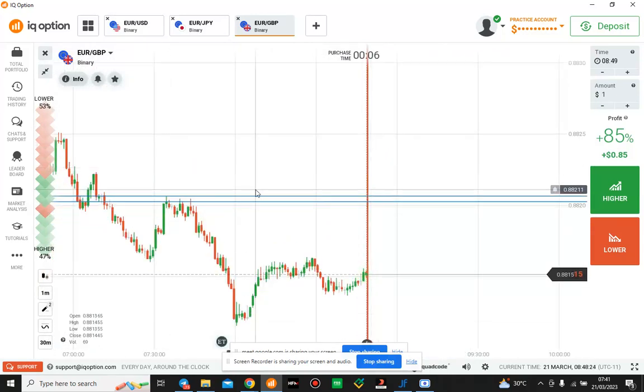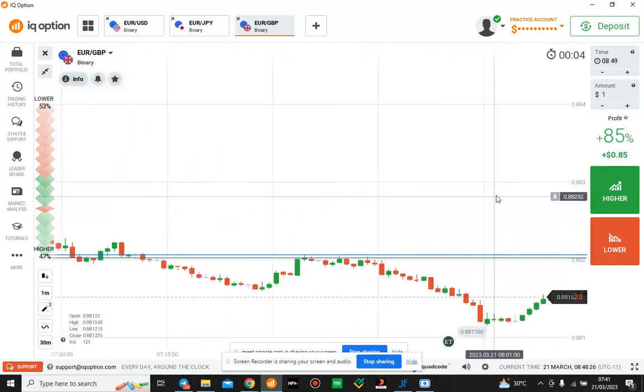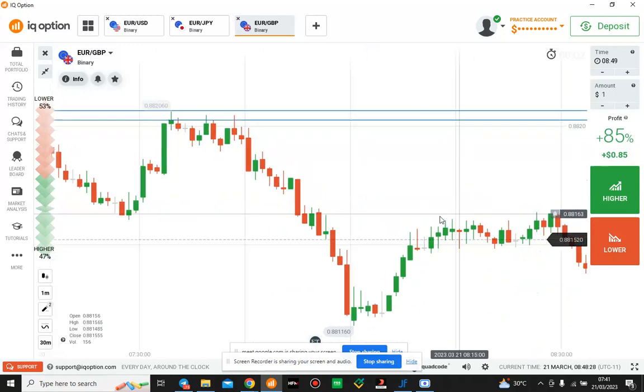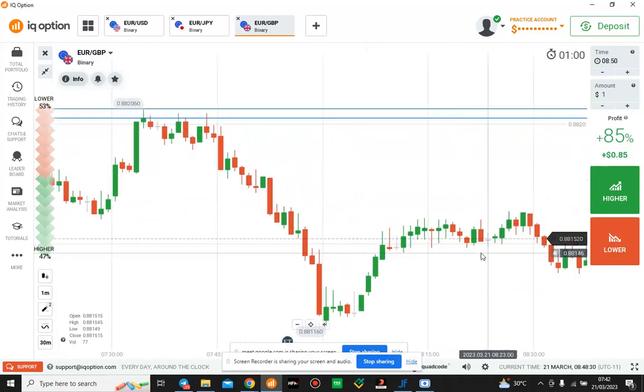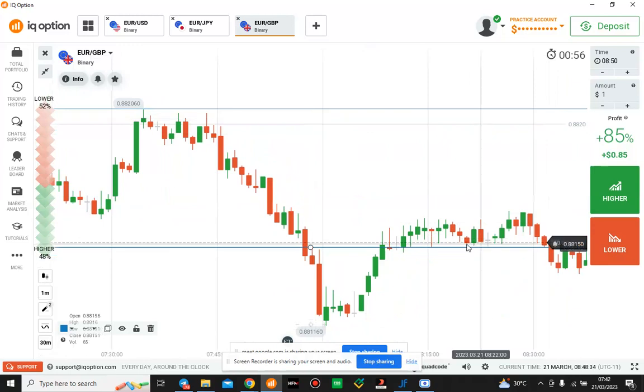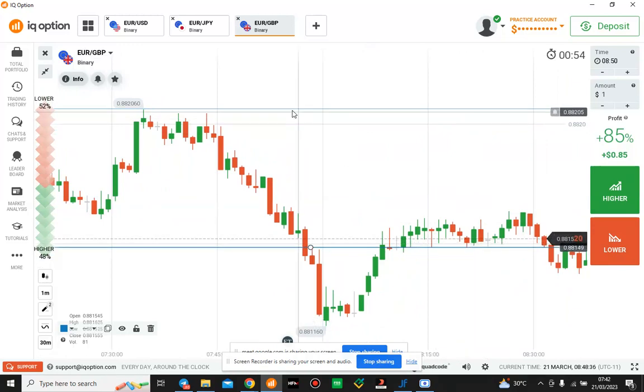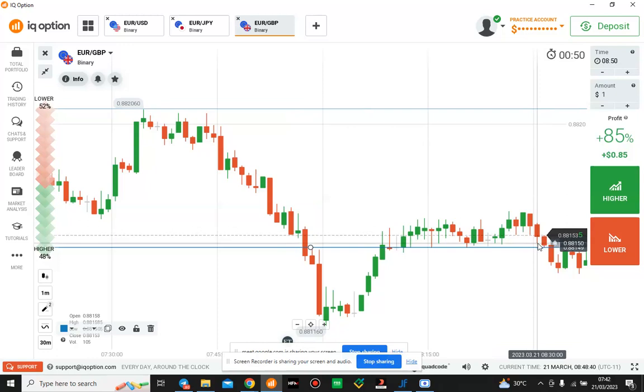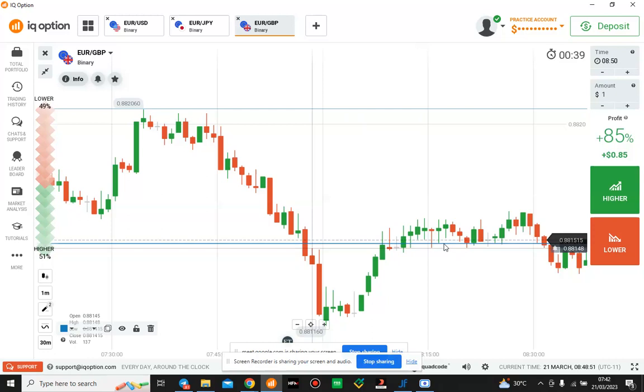Euro GBP. Let's check it out. So here we have a level. Then on the left side, we're having these rejections, which indicate that buyers decided to enter the market, then sellers entered the market. So I'm going to use the double lines.